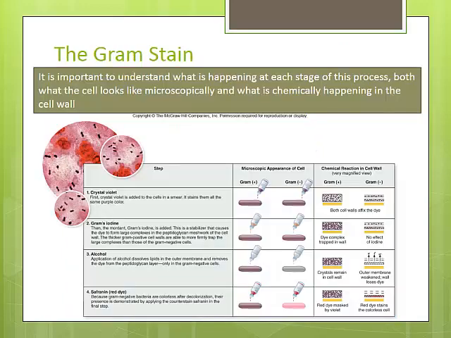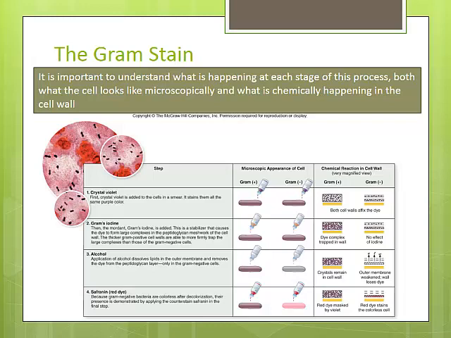So in 1884, this guy Hans Christian Gram, where the name of the stain comes from, decided to try out this technique, and it was the sequential application of these different dyes. And that's what is known as the gram stain method now. As he did this, he realized that it did distinguish between two types of organisms, and that is due to the fact that they have different types of cell walls. And so it's really important to understand what's happening at each stage of the gram staining process, both what the cell looks like microscopically and chemically what's happening in the cell wall. And this is a nice figure from your book that helps you walk through that process. And so we're going to go through that right now.